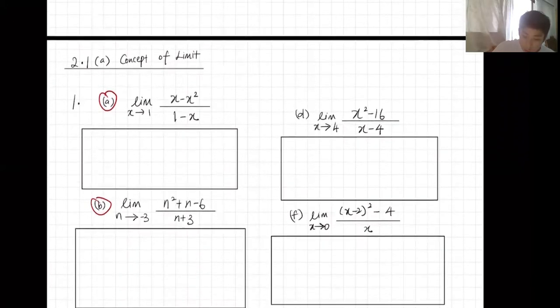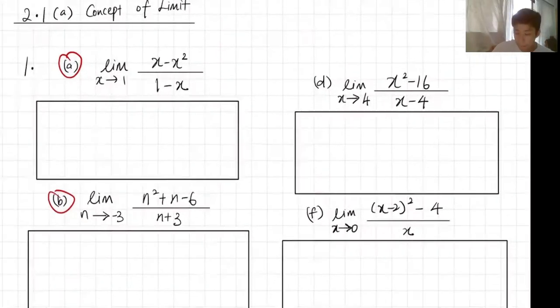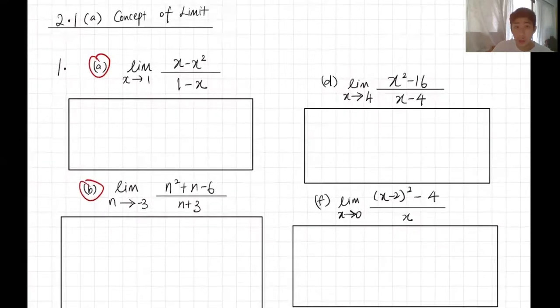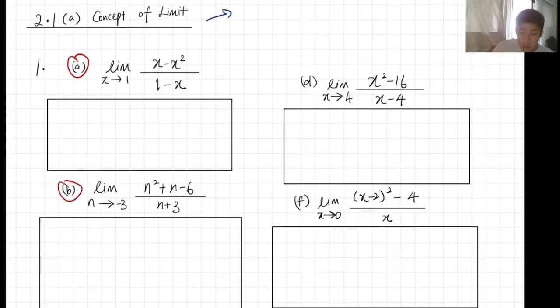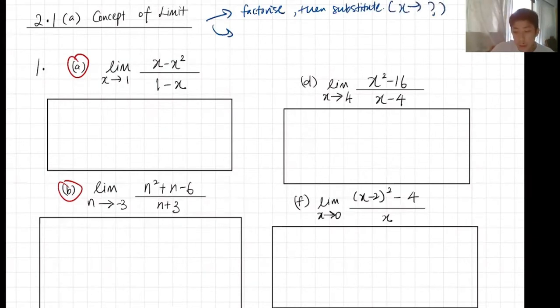All right. So concept of limits is a very simple topic for y'all, because you learn not much for limits. I will summarize into two kinds. One kind, you need to factorize, then substitute. This is for when you have x approaching anything, but not infinity.